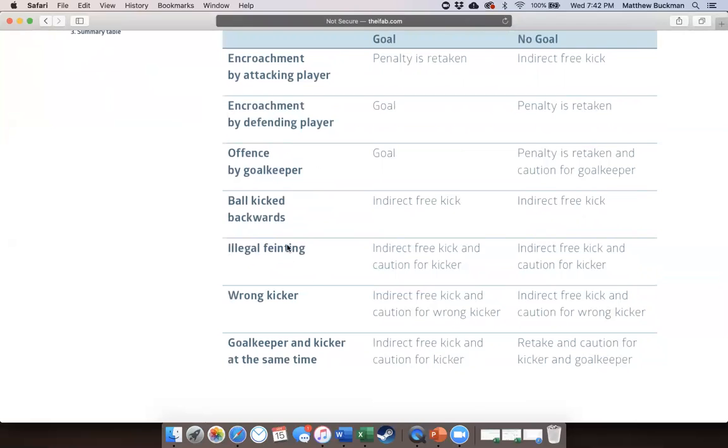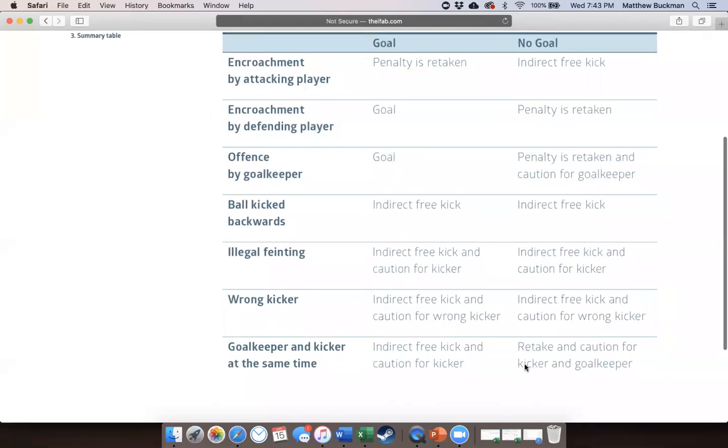Notice that is the same as the illegal feinting. So basically, anytime you have an attacking player or the shooter do an illegal feint, no matter what the goalkeeper did, you're going to caution the kicker and give an indirect free kick. So if the kicker does something illegal, you're going to caution the kicker and give an indirect free kick. That's a nice, simple way to remember it.